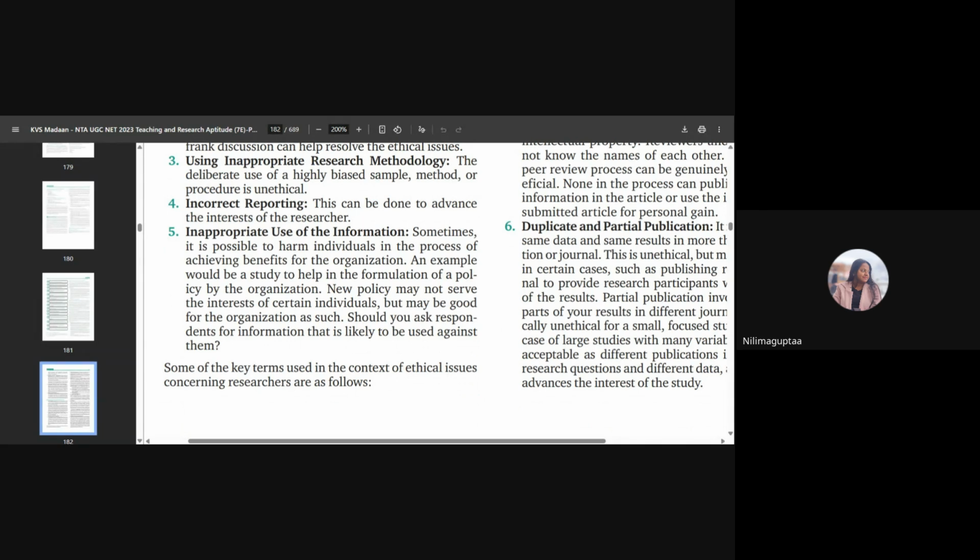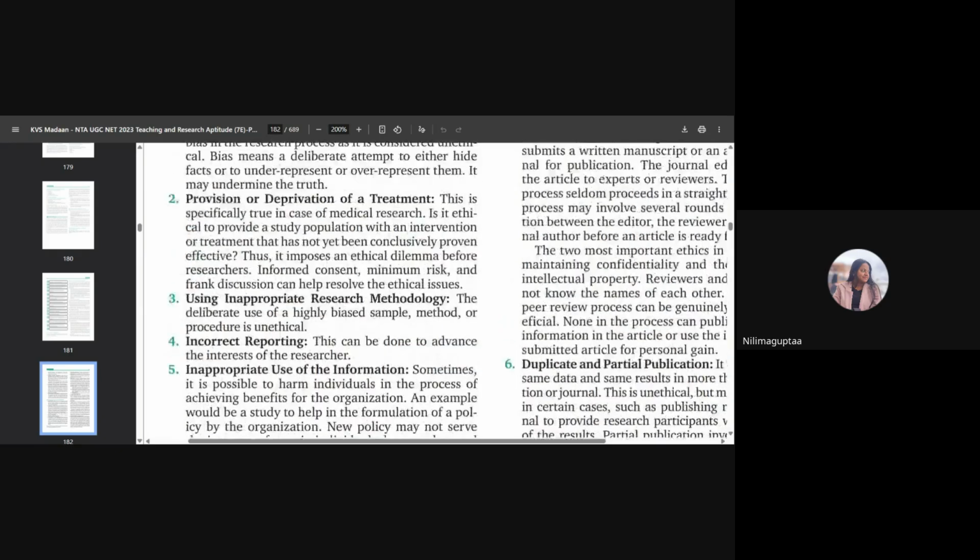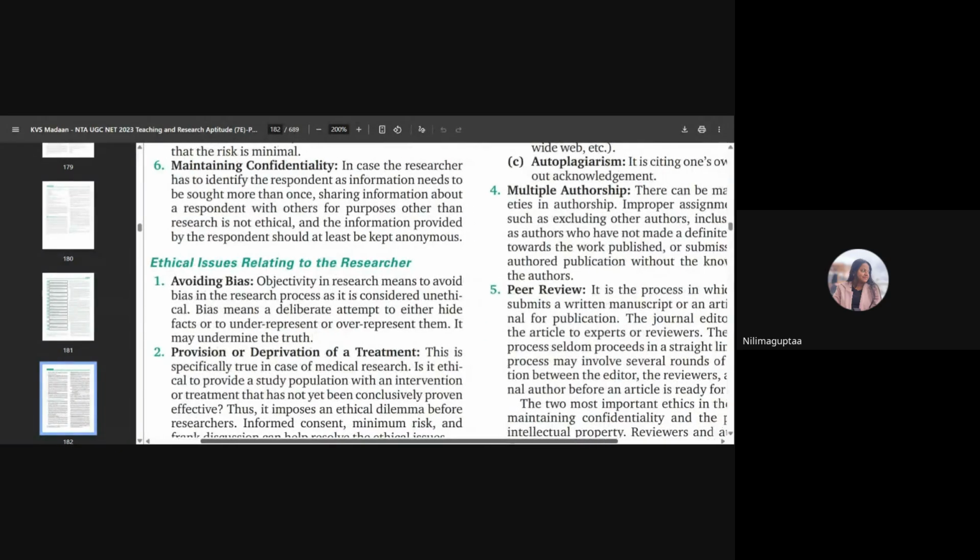Inappropriate use of the information. Sometimes it is possible to harm an individual in the process of achieving benefits for the organization. For example, a study to help in the formulation of a policy by the organization. The new policy may not serve the interest of certain individuals, but still it may be good for the organization. So again, that is ethically wrong.